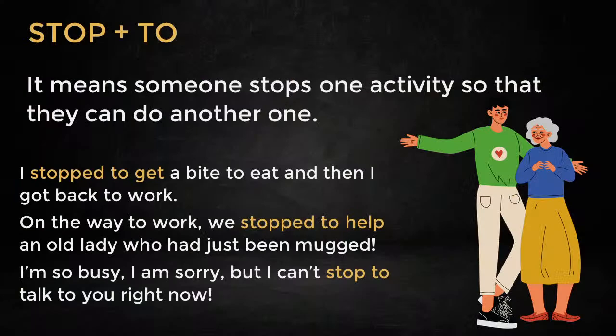I stopped to get a bite to eat, and then I got back to work. So I was working. So I stopped to get a bite, to eat something, get a bite. Very informal way to say to eat something, okay? I stopped to get a bite, and then I got back to work. So you don't say I stopped getting. No, I stopped to get a bite. Because I stopped what I was doing before, work, cleaning, studying, to get a bite. A bike, no. To get a bite. A bite, B-I-T-E.